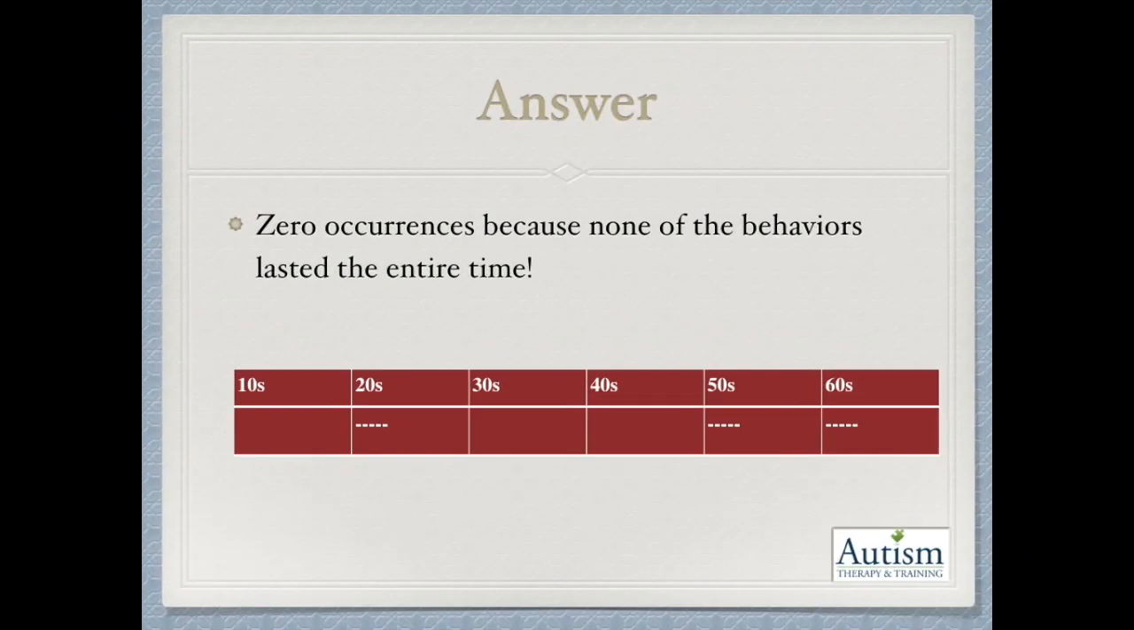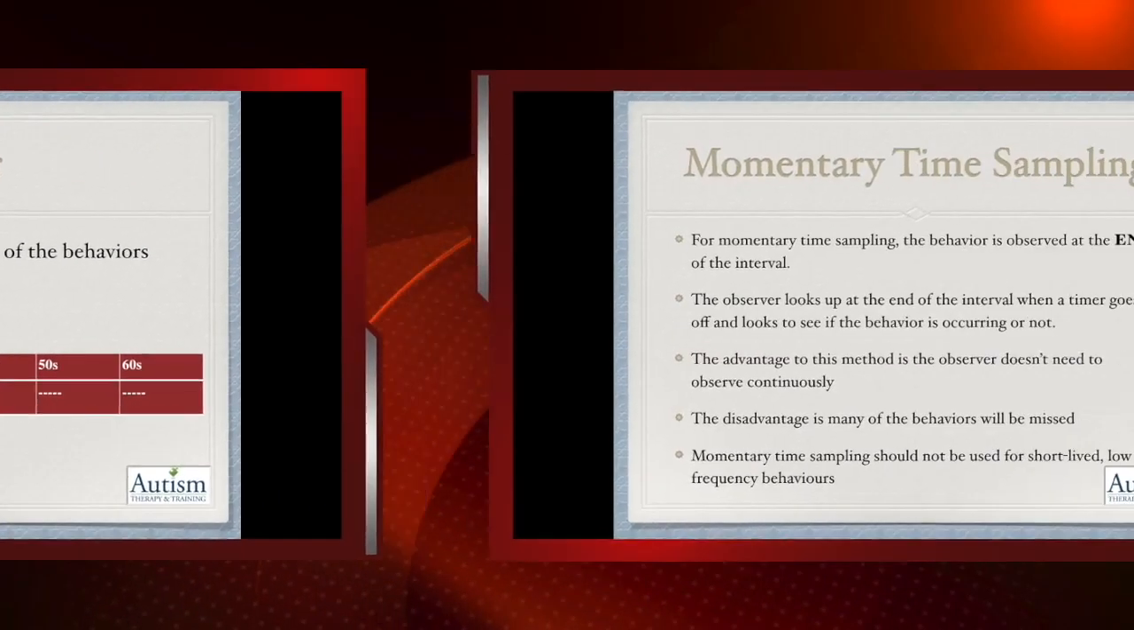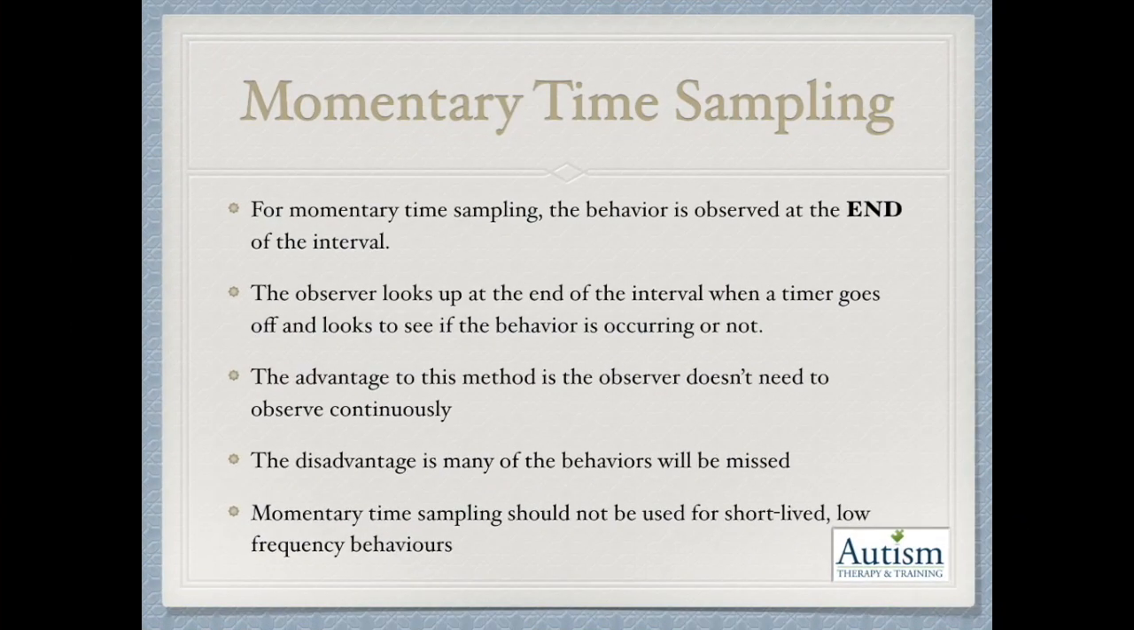If you said 0, you're absolutely right. Finally, momentary time sampling is when the behavior is observed at the end of the interval. The observer looks up at the end of the interval when a timer goes off to see whether the behavior occurred or not in that moment.